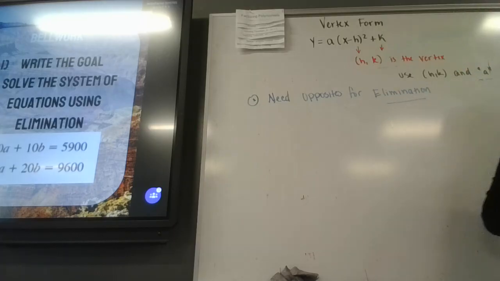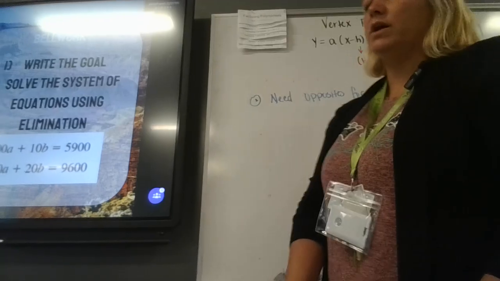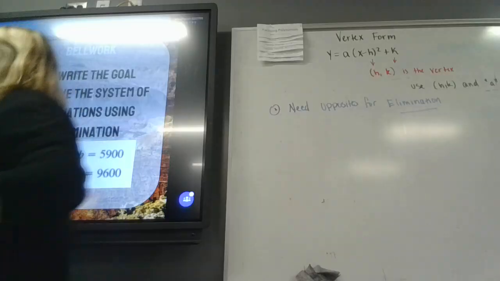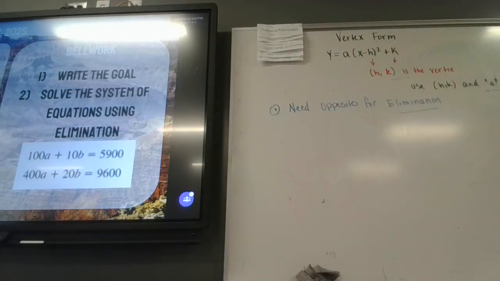All right, we're going to need opposites for elimination. And right now we don't have opposites. What could we do? Ooh, so I hear some multiplied by. Okay, so I want either negative 400 here, because negative 400 is opposite of 400, or I want negative 20 here, because negative 20 is opposite 20. We have a suggestion. Let's multiply the top by negative 4, and then we'll have opposite A. So we're going to multiply everything up here by negative 4.